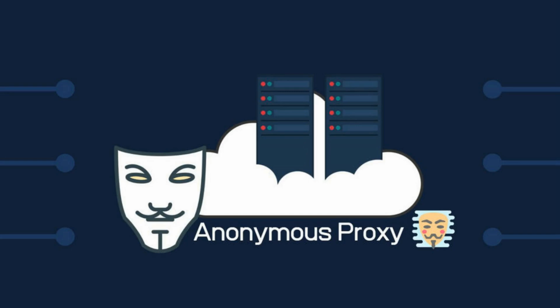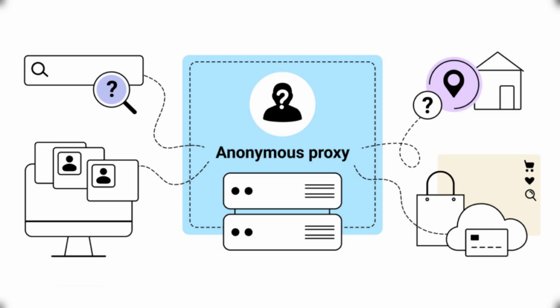Anonymous proxy. An anonymous proxy is a type of proxy server that hides your IP address and encrypts your internet traffic. It is often used for online privacy and security. An anonymous proxy can be configured to encrypt all internet traffic, not just web traffic. This makes it a suitable choice for sensitive activities like online banking or accessing confidential information.